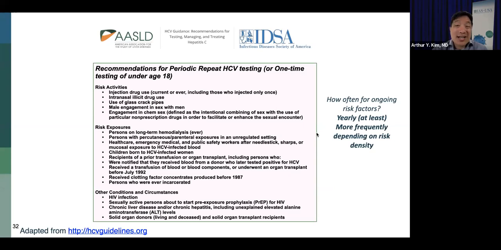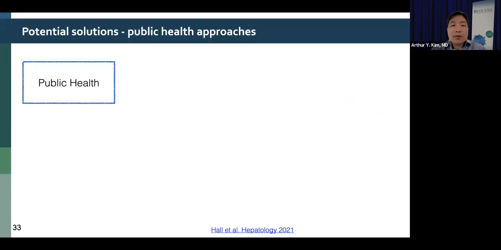exposures, those on hemodialysis, although that's become much safer over time. Children born to Hep C infected women, those who were infected before we had screening tools with the blood supply. Recall that this virus was just identified in 1989 and widespread screening began in 1992. So incarceration as a risk factor, HIV infected individuals, those who are starting PrEP, this is often included in PrEP packages of screening, and those with ALT abnormalities.